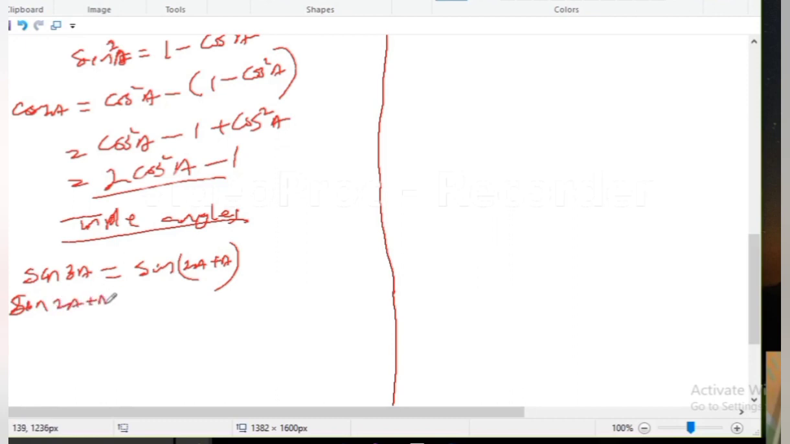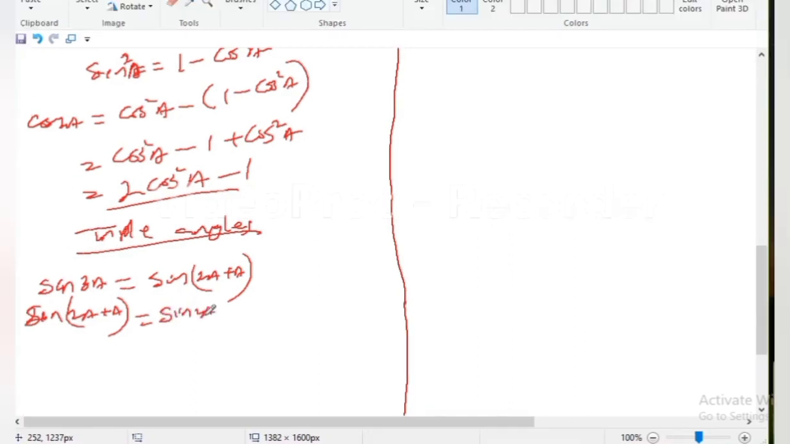Here you have plus A, which is equal to sine 2A, this is 2A, cos A, then plus cos 2A sine A. So here is this and here is this. Then having this, you can equally, this one can equally at the same time equal to this.